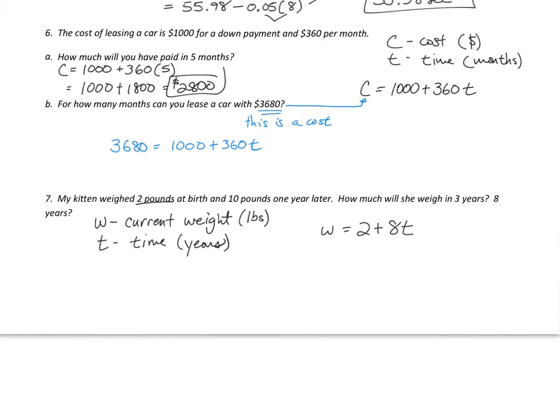Now we're back to solving equations. So we need to subtract 1,000 and we can get 2,680 equals 360t. And to solve for this, we can divide by 360 to get the opposite. And these will cancel out to 1, remember, these cancel out to 0. We will get that t equals 7, but we have to include the unit, months.